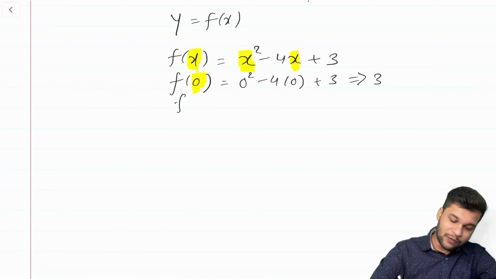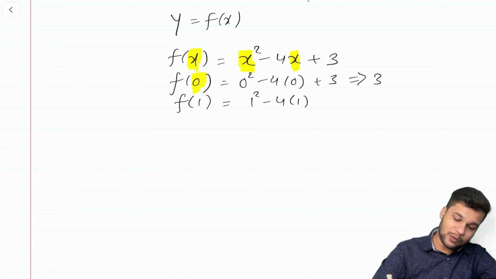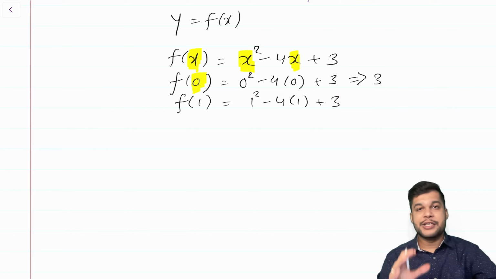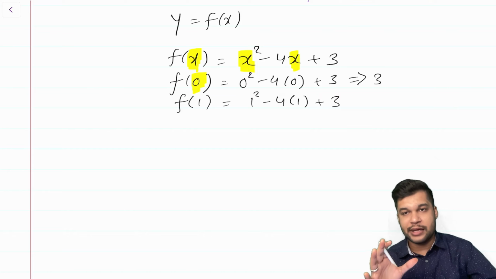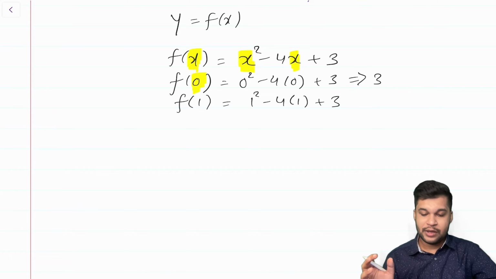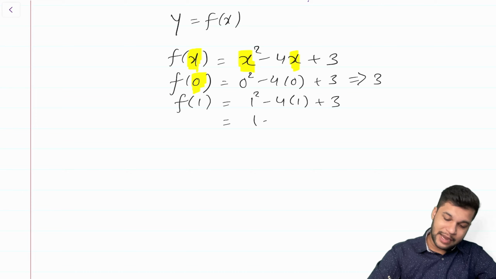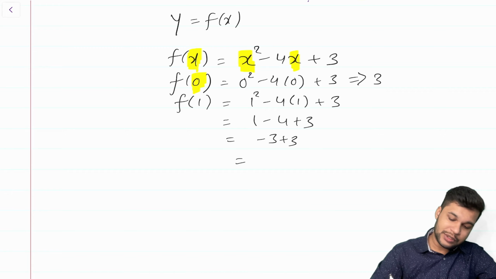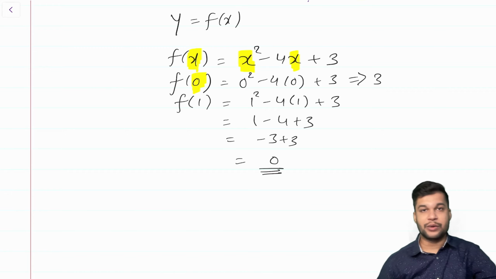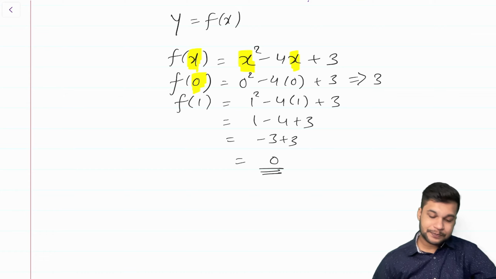What is f of 1? f of 1 will be 1 square minus 4 times 1 plus 3. What I have done here is, instead of x, I have substituted 1. So what is f of 1? 1 minus 4 plus 3, which is minus 3 plus 3, which is equal to 0. This is f of 1.